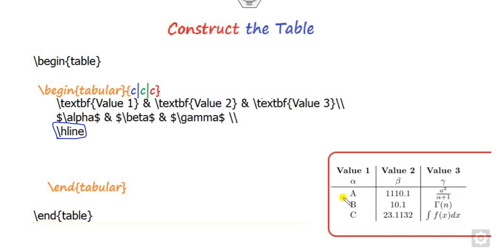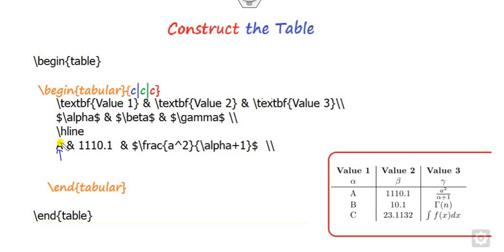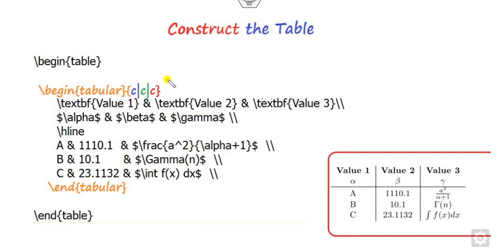After that, how do you define the first row? This is A, so you have to write A. This is not a mathematical symbol here. This is a fraction, so you have to write a fraction, A square upon alpha plus 1. Again, this line is ending, but there is no horizontal line, so there is no need to write \hline. And similarly, you can write B and C. Once you write this complete table, if you run this, this table will appear.